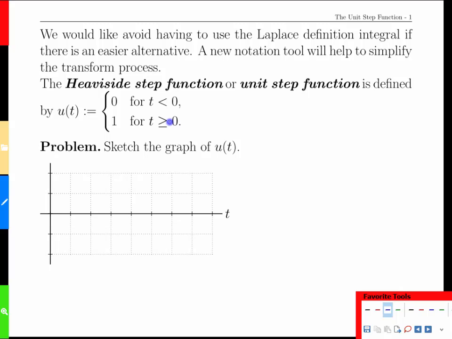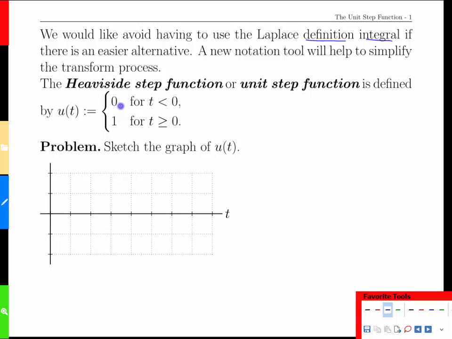We've seen that we can take the Laplace transform of piecewise functions, but we'd like to be able to do it in a more straightforward or consistent manner without having to resort to the actual definition integral if we can avoid it. Coming to our rescue is going to be a new function called the Heaviside step function or the unit step function. Heaviside is the name of a mathematician / physicist if you're interested.